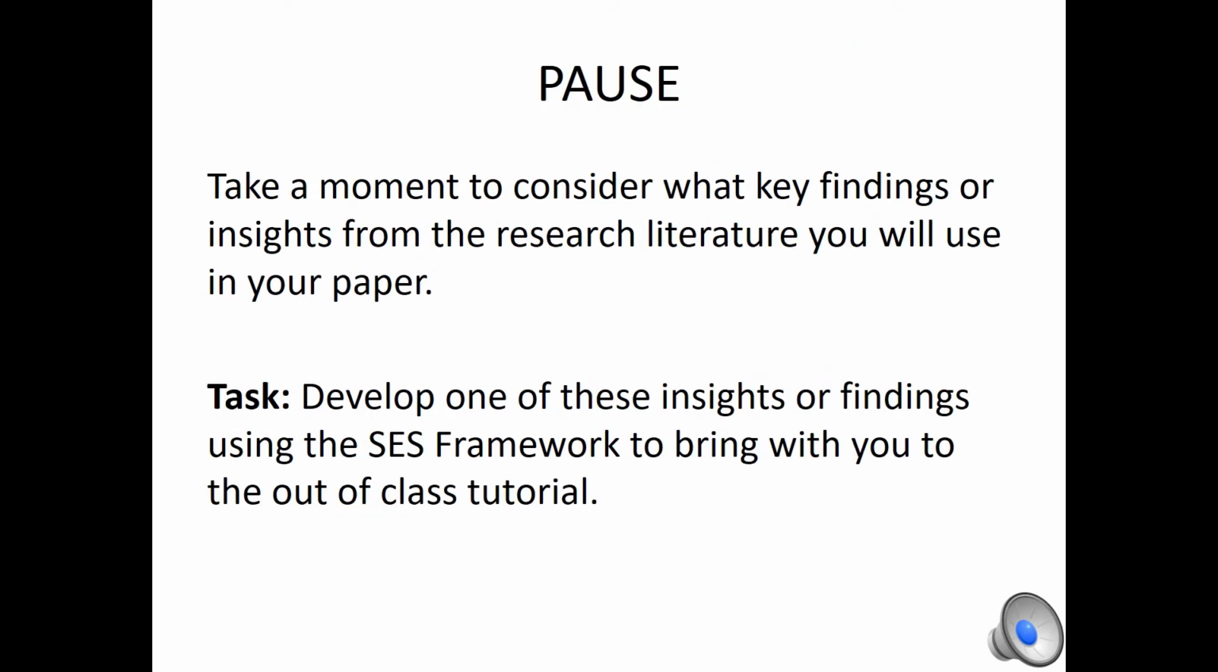All right, so you've seen an example of the SES framework, and we looked at this as well in assignment 1. So what I invite you to do now is take a moment to consider what key findings or insights from the research literature you will use in your paper. In general, you should have probably a minimum of 3 insights or findings directly quoted from an article, and ideally different articles in your paper.